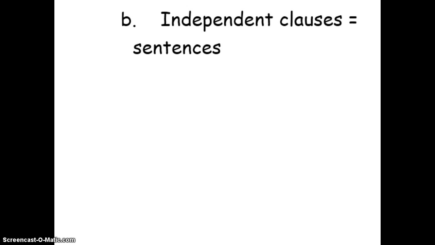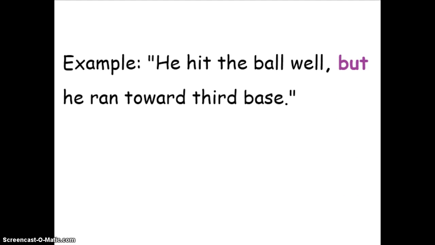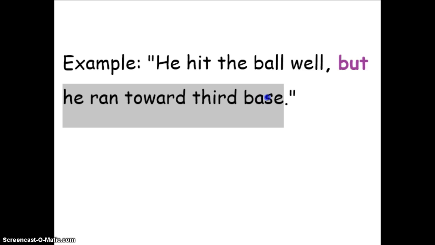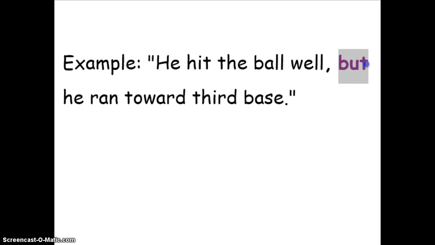Let's take a look at an example. He hit the ball well, but he ran toward third base. He hit the ball well is a sentence. It can stand on its own and is therefore an independent clause. He ran toward third base is also a sentence. It can stand on its own and is therefore an independent clause as well, which is why when we put in a coordinating conjunction such as but, we must put in a comma.